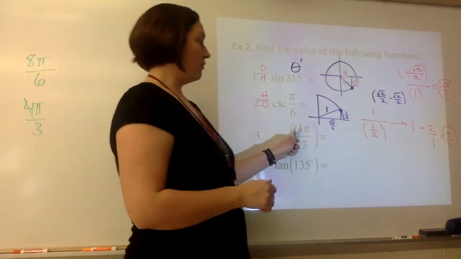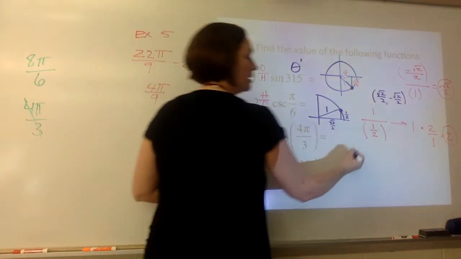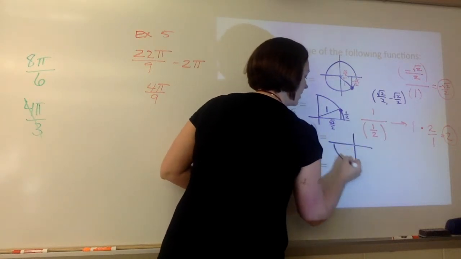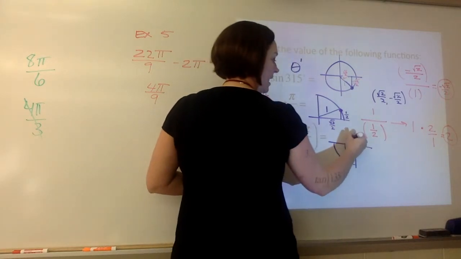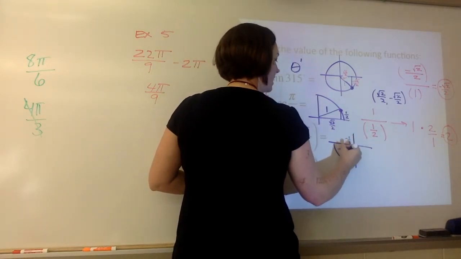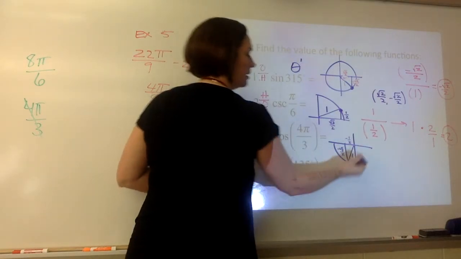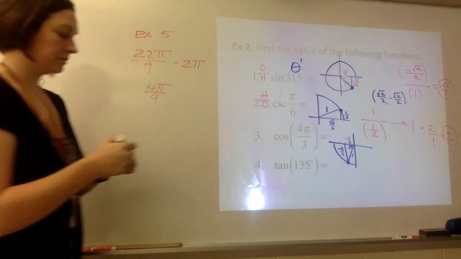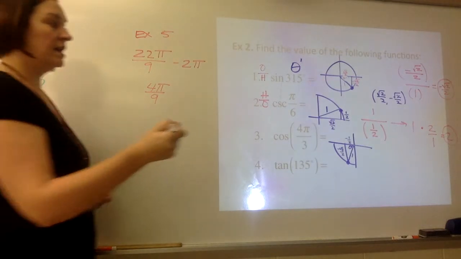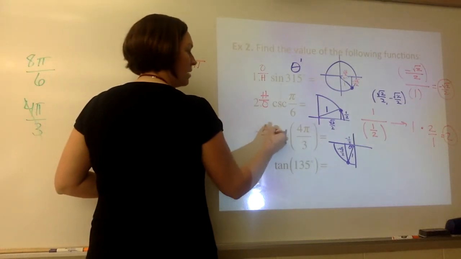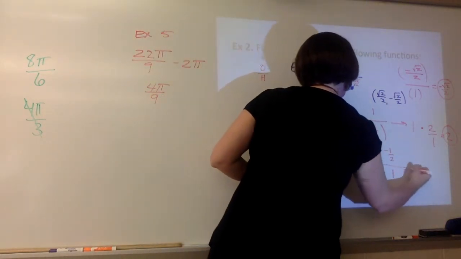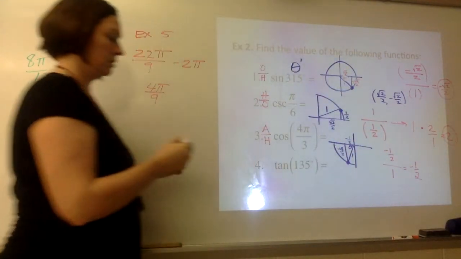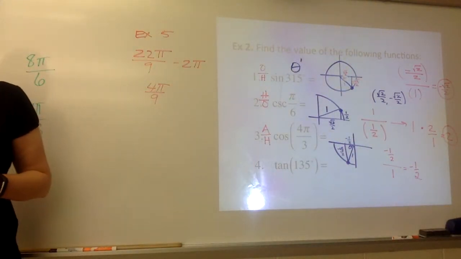All right, 4 pi over 3, same procedure. 4 pi over 3 is going to be down here, this tall triangle. This is going to be negative 1/2, negative root 3 over 2, and 1. Here's my theta prime. Cosine is what? A over h. The adjacent side is negative 1/2. The hypotenuse is 1, which is negative 1/2. Now we're going to get to your question, right on this next one.